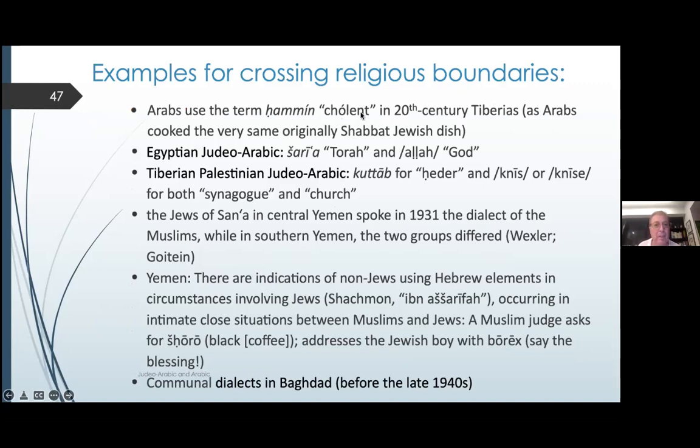Very, very interesting. Then you have some Arabs using the term Hamin for children in 20th century Tiberias. On the other hand, in Egyptian, we use the word Sharia for Torah and Allah for God. Can you believe it? This is a real crossing of religious boundaries. Okay, with many, many of these examples.